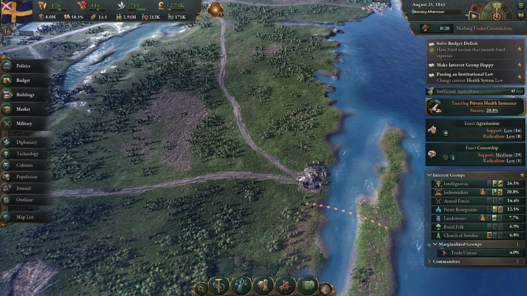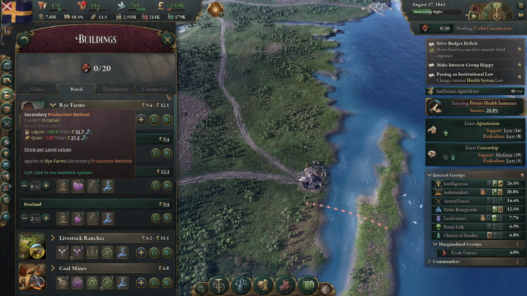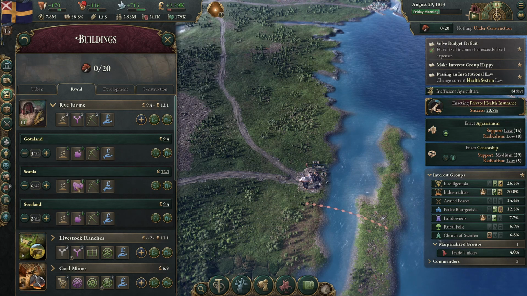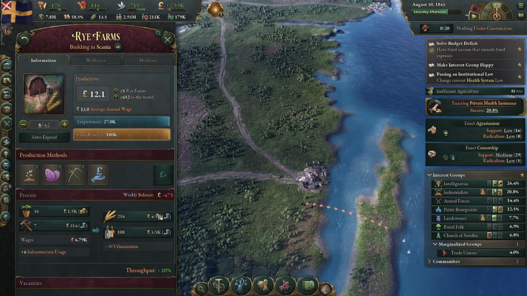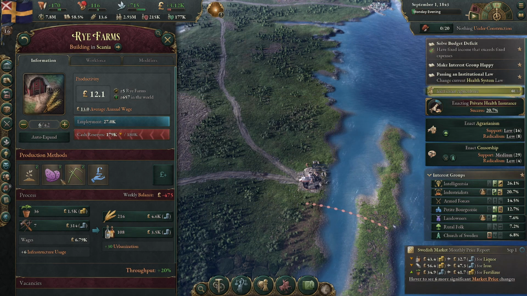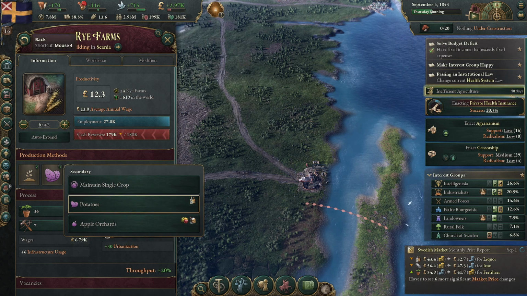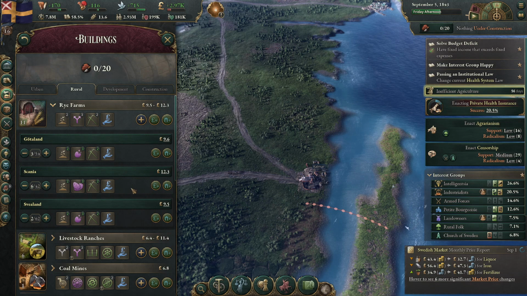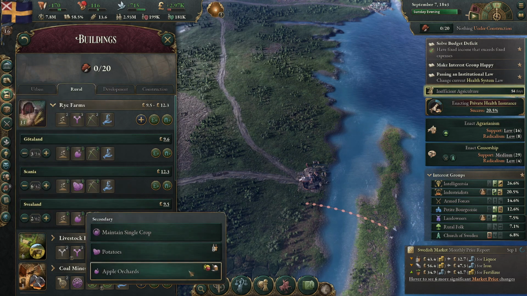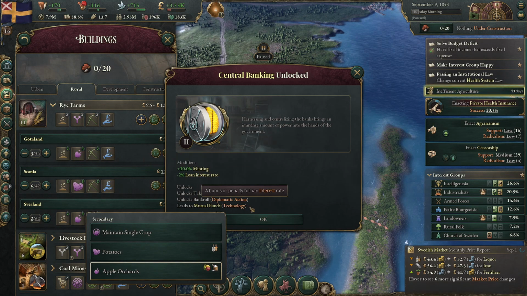These produce grain, so if we could improve the performance of these. Oops, sorry. I'm just wondering whether we could shift one of these to producing more grain rather than... This is producing liquor and grain from potatoes. That's 6. We got 2 farms in Svealand. What are you producing? You're producing apple orchards. I'm just going to pause actually, because we've got central banking. We got plus 10% more thing.